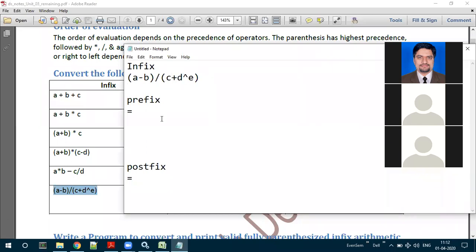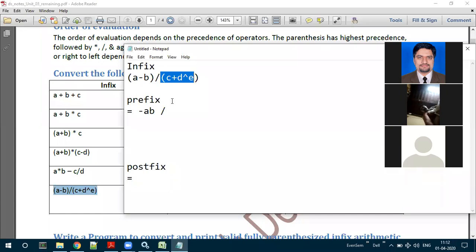So now, how to solve this particular expression, infix to prefix? We will work it out. First we will apply the rule for the first bracket, that is A minus B. So A minus B in prefix means first the operator, that is minus, then both the operands, that is A and B. This is the first conversion. Then we have the division operator. Then what we have here? We have brackets.